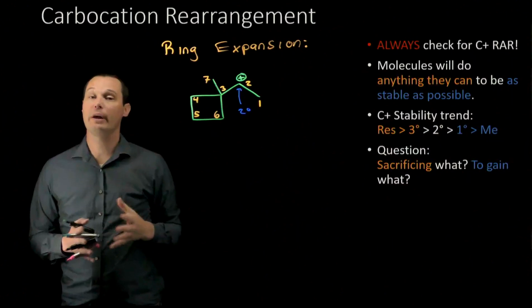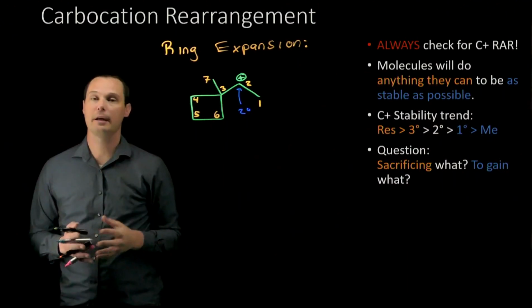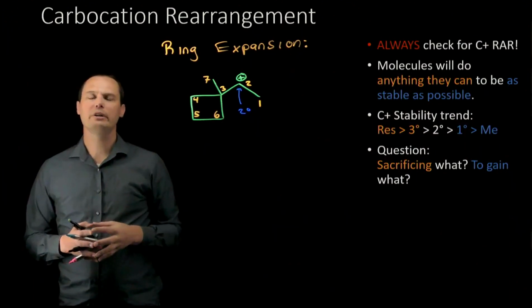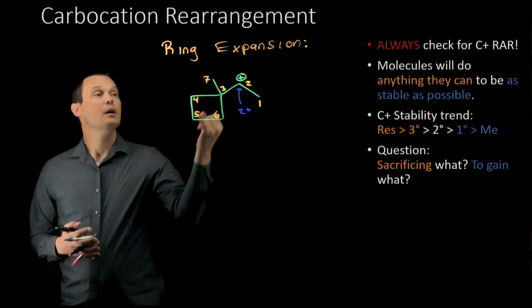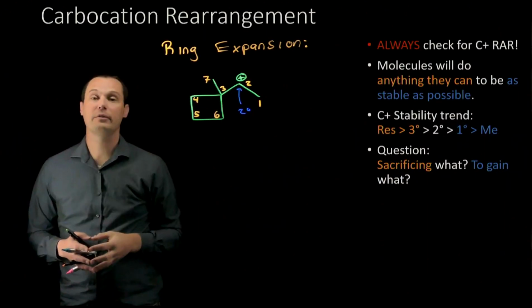We're not going to rearrange on the right. Hopefully we can see that by now. We'd have to sacrifice a secondary carbocation to gain a primary carbocation. That's not going to happen. Let's look at carbon number 3, though. If we do a rearrangement at carbon number 3, we have a couple of choices. We could break the carbon 3, carbon 7 bond and do an alkyl shift and move carbon 7 over to carbon 2.